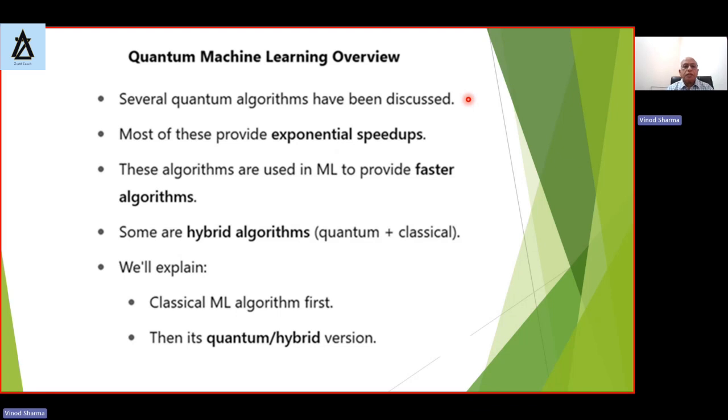So as we mentioned earlier, in the last module, we discussed many quantum algorithms. Most of these algorithms provide exponential speedups over the classical algorithms, and we are going to use these quantum algorithms on machine learning algorithms to provide faster algorithms. Some of these are going to be what are called hybrid algorithms. That is, part of it will be quantum algorithms and the other will be classical algorithms. In each of the cases, we will first provide the classical machine learning algorithm and then its quantum hybrid version.